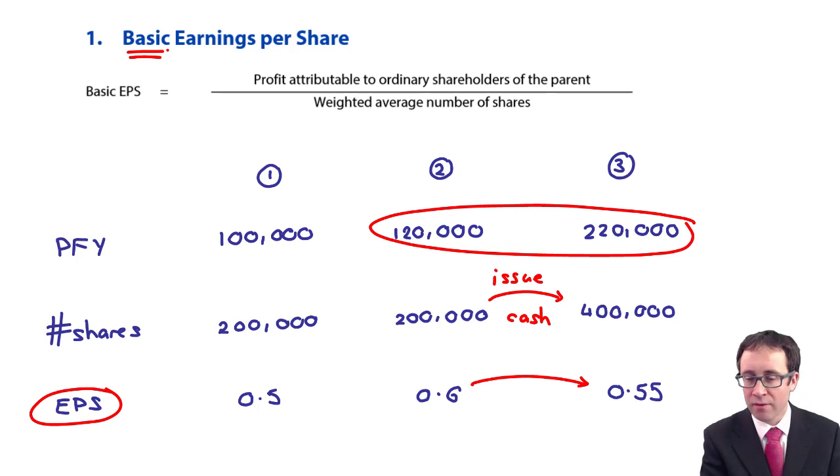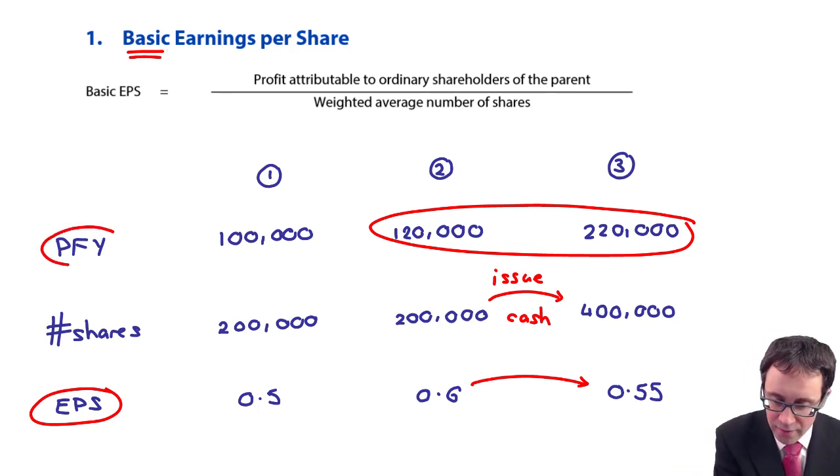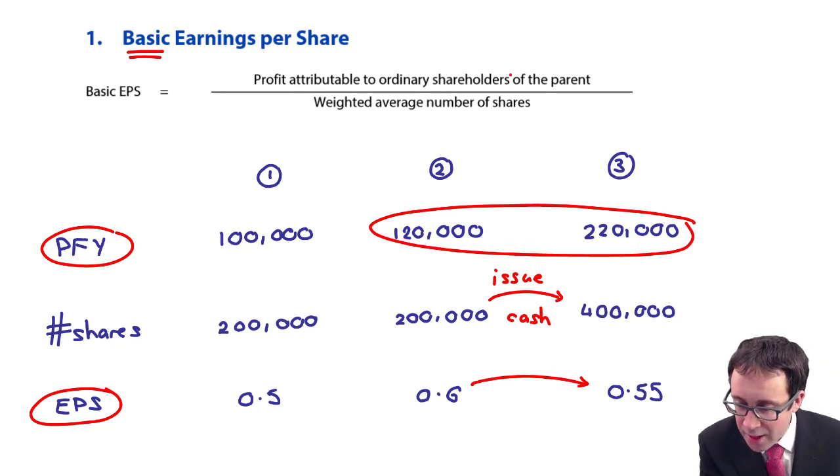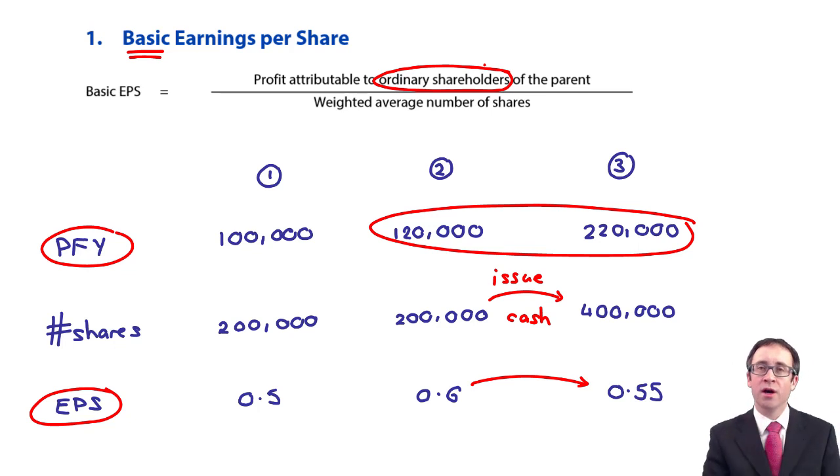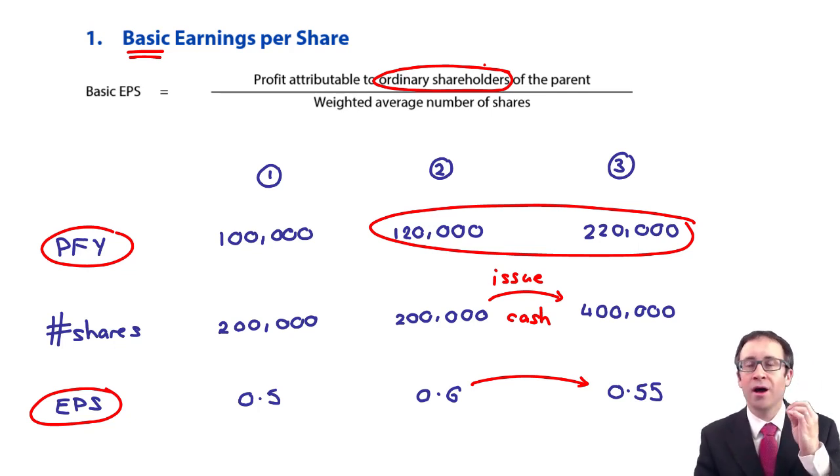But we just need to be careful, because when we're looking at the profit, yes, we're looking at our profit for the year, but that profit needs to be attributable to the ordinary shareholders. So it can't be attributable to any of the preference shareholders. It can't be attributable to the non-controlling interest. You need to look at the profit that belongs to the ordinary equity shareholders.